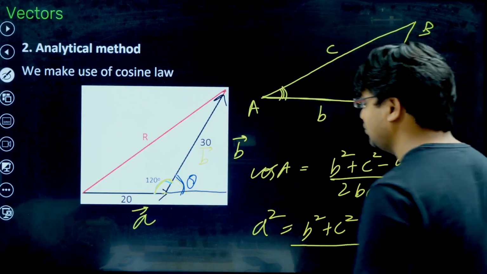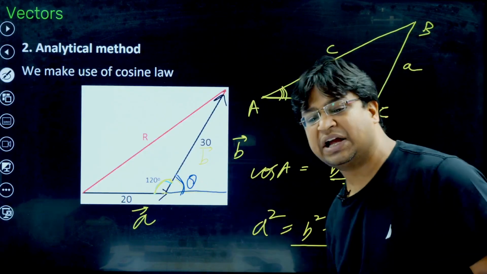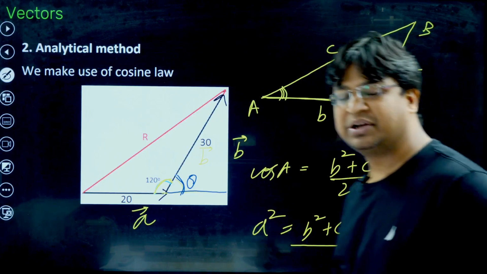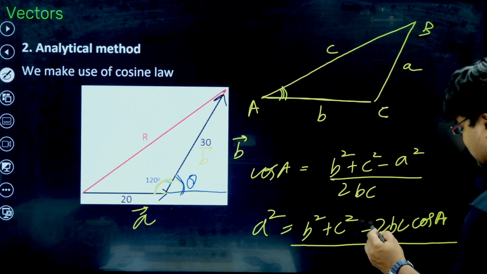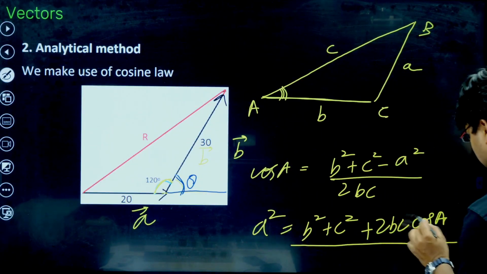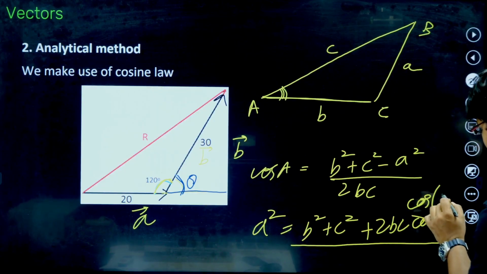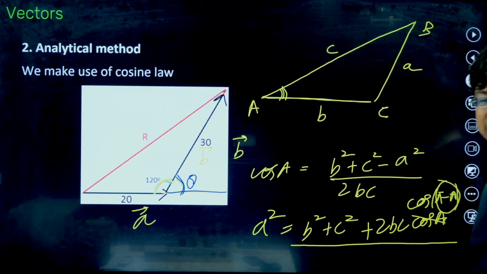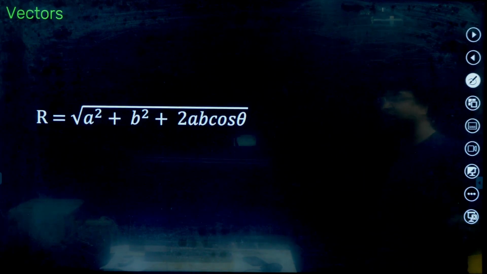So if I want to change this formula in terms of the angle between the vectors, instead of minus I would write plus, and cos A will change to cos of pi, or 180 degree, minus A, which is the same as theta. 180 minus 120 is the same as theta. So the formula that we will get is this.